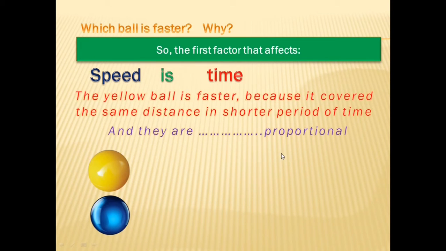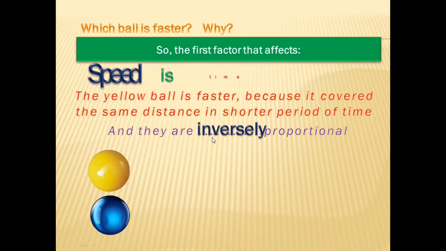They are... proportional. What can we say? When the time decreases, when the time is shorter, the speed what? The speed increases. The yellow ball was faster, its speed is higher because it covered the same distance in a shorter period of time. So when the time decreases, the speed increases. This relation is called inverse relationship, or we can say that they are inversely proportional.